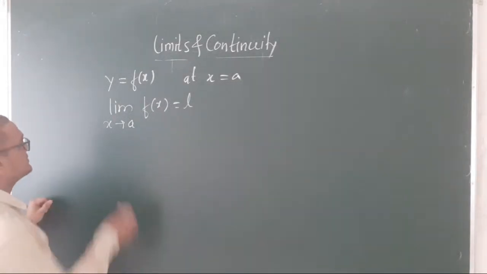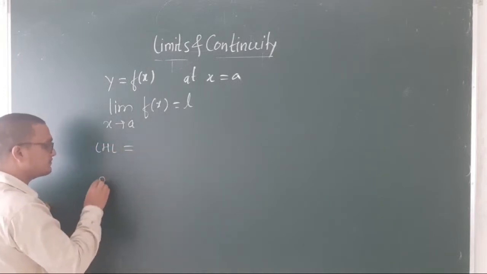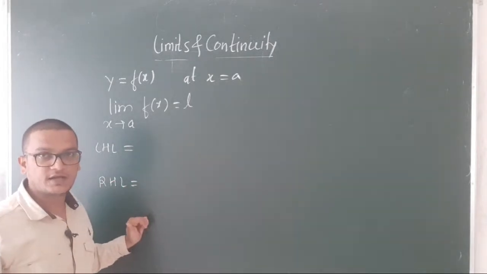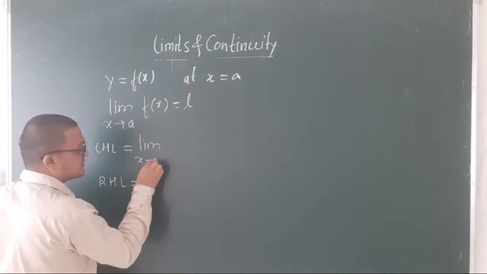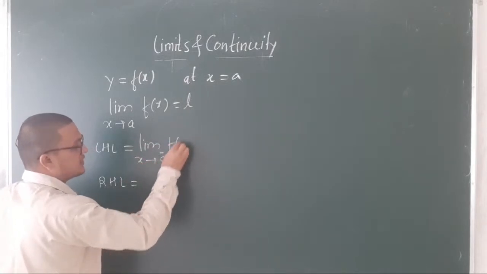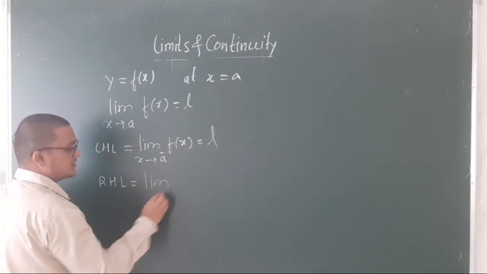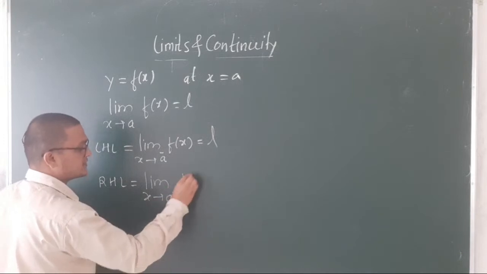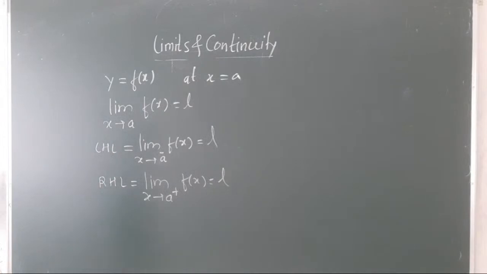Now this limit has two types or two parts, that is LHL and RHL, that is left hand limit and right hand limit. So left hand limit, how we write? Limit x tends to a minus f of x is equal to L. RHL, that is right hand limit, is limit x tends to a plus f of x is equal to L. This is your right hand limit. Okay.